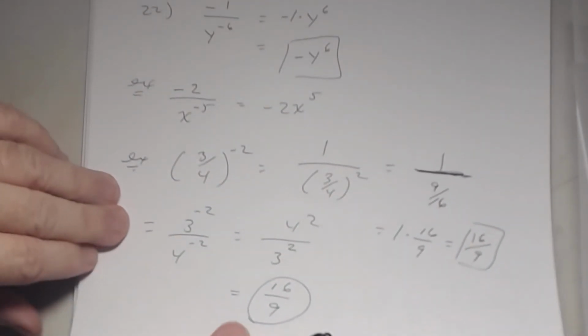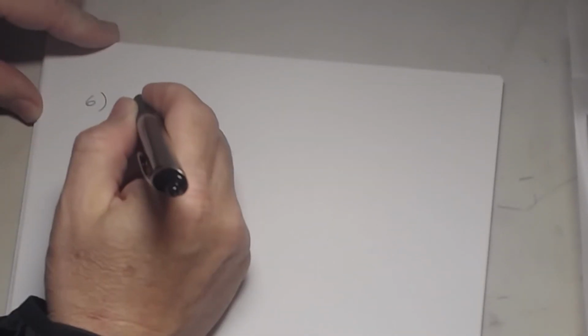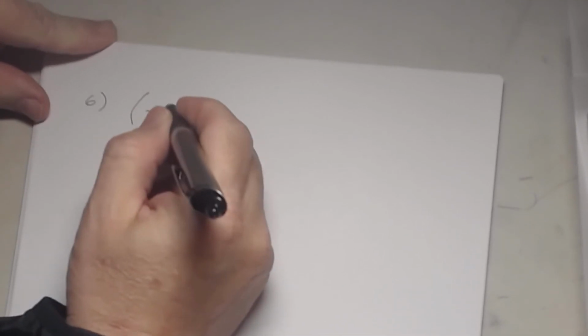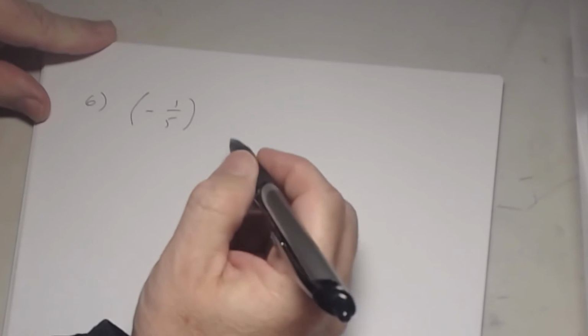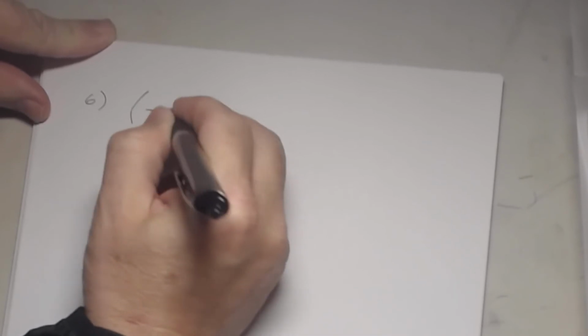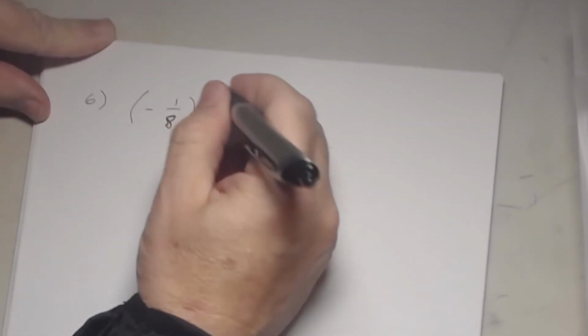All right, so I was going to take us to number 6 now. Here's number 6. We have negative 1, well, it's negative 1/5. That's the way it looks. That's 1/8, sorry. 8. Negative 1/8, like this. And that's raised to the negative 2nd power. It doesn't matter which approach you take, you can use the approach we just talked about.